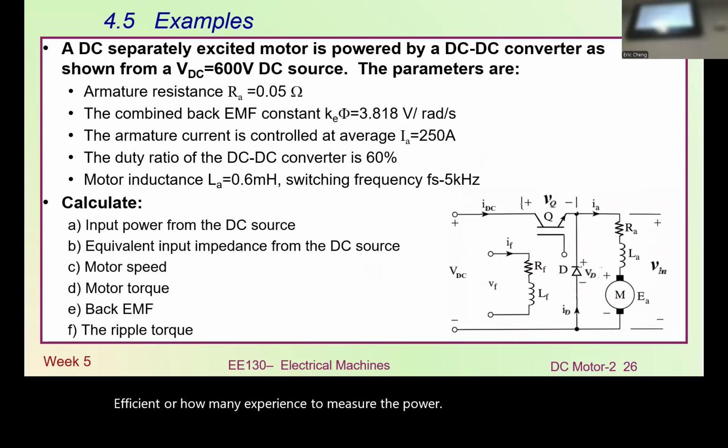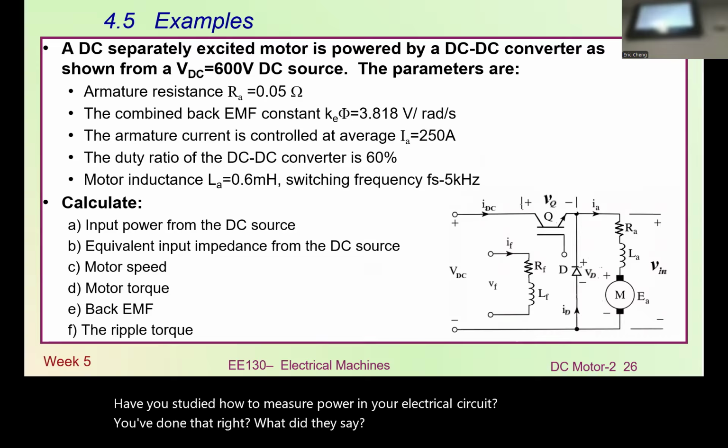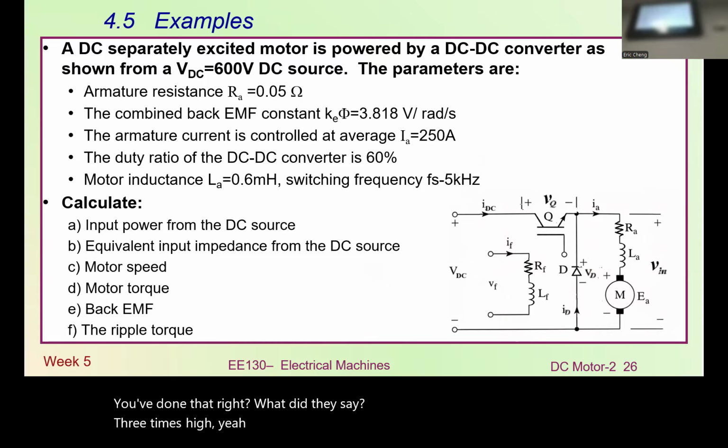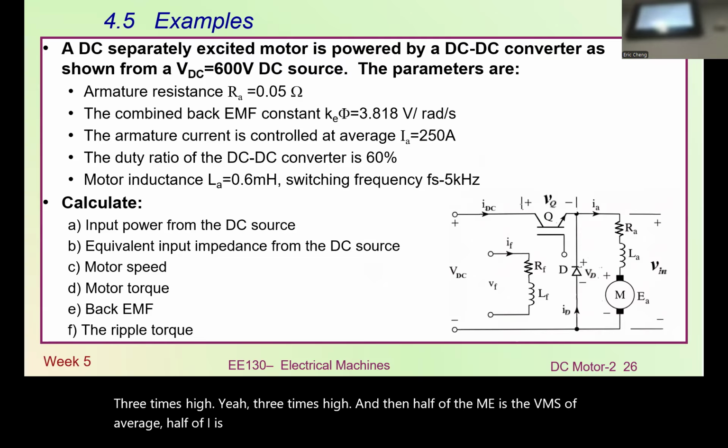I think you all learned that in electrical circuitry. Have you studied how to measure power in the electrical circuit? You've done that, right? What did they say? V times I, yeah, V times I, and then after V is the V RMS or average, after I is the RMS or average. When do we use which?